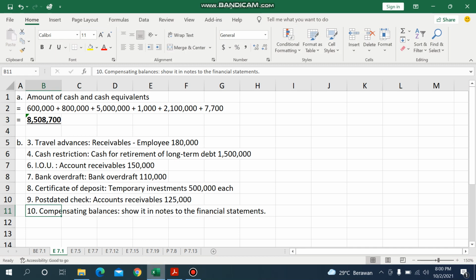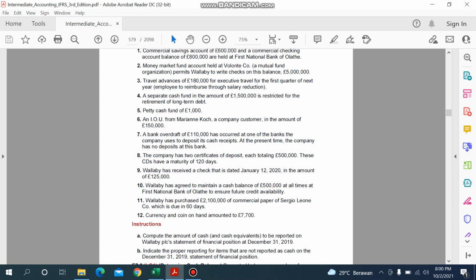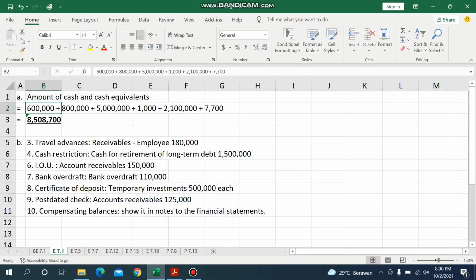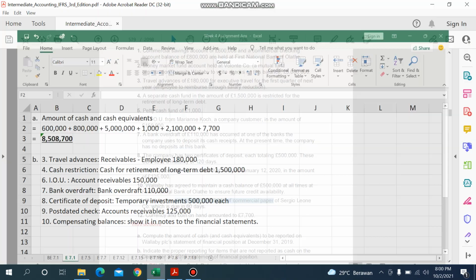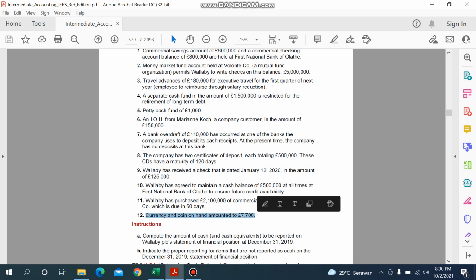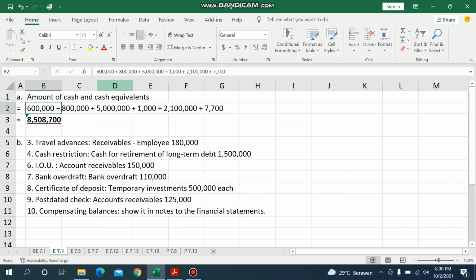And then number 11, Wallaby has purchased 2.1 million of commercial paper of Sergio Leone Co., which is due in 60 days. So remember, commercial paper will be under cash equivalents. And then the last one, currency and coin on hand amounted to 7,700. This will obviously be under cash. So if you have determined all of it, you can just sum all of it and then you will get 8,508,700 of cash and cash equivalents.